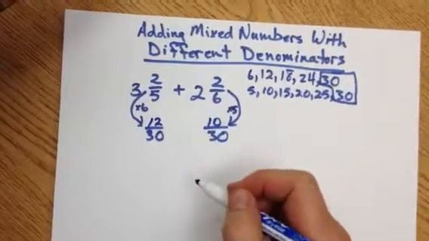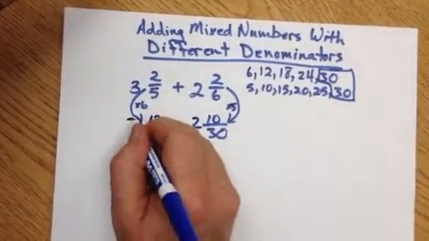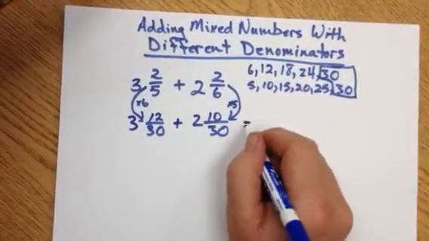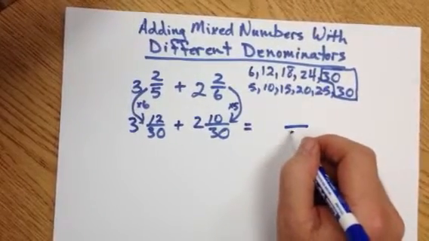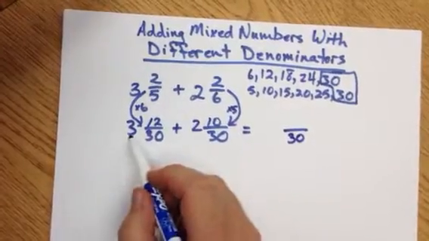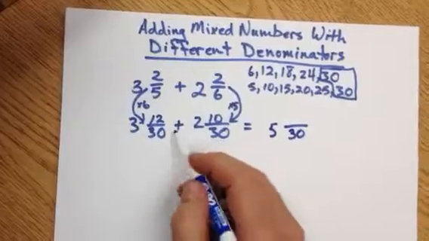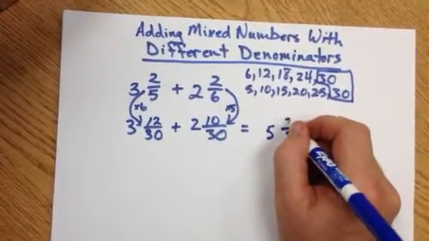So 2 times 6 is 12, and 2 times 5 is 10. Okay, now we can bring down our whole numbers. Okay, so just like with regular fractions, our denominator is going to stay the same. So 30 is our denominator. We can add our whole numbers. 3 plus 2 is 5. And now our numerator is 12 plus 10 is 22.